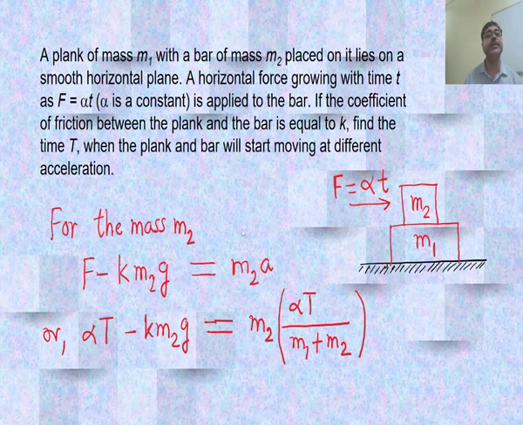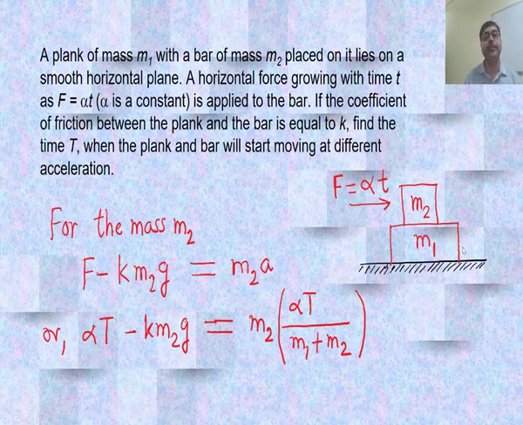Before proceeding, let us read the question. A plank of mass M1 with a bar of mass M2. That means in the drawing that I have, the lower part is called a plank and the upper part is called a bar. So this bar is placed on it, and this lies on the smooth horizontal plane. That means there is no friction at all. Can we consider that actually? So think of it this way: M1 is not feeling any frictional force, but I never said anything about the surface of M1 on which M2 is placed.